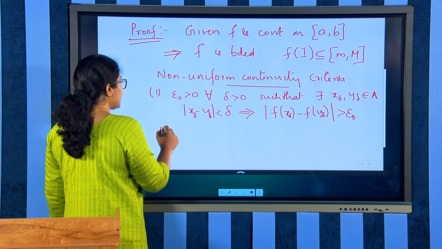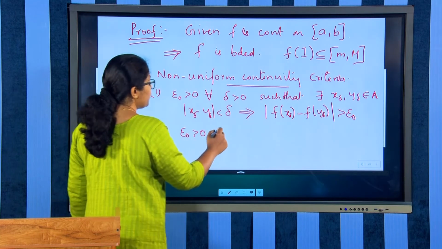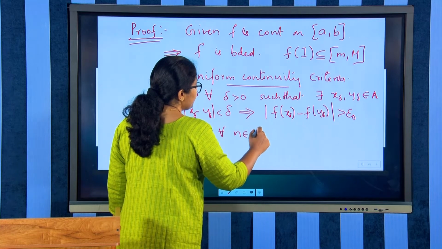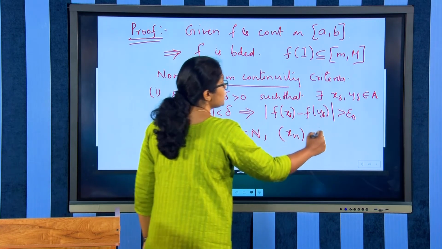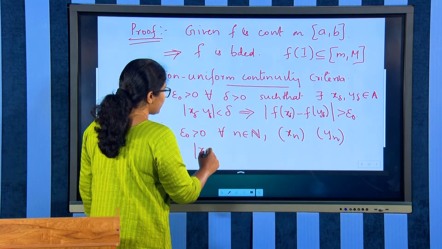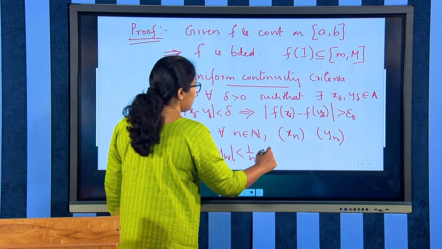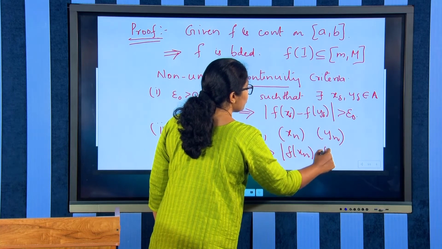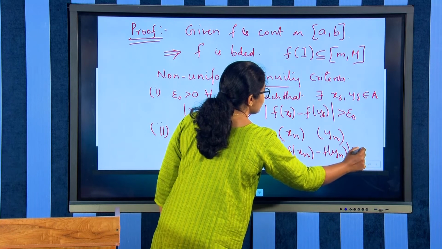The second condition is that given epsilon naught greater than 0, for every natural number n, we can find a sequence xn and a sequence yn such that modulus of xn minus yn is less than, say, 1 by n, but modulus of f of xn minus f of yn is greater than epsilon naught.